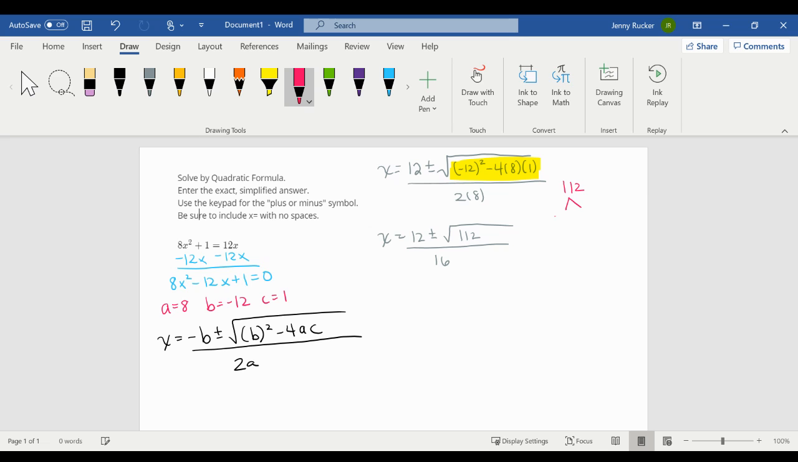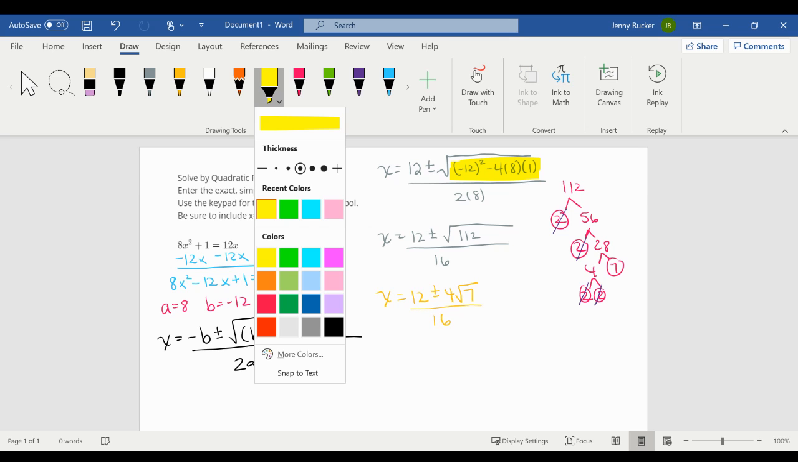So 112 would be 2 and 56. Then we could do 56 divided by 2, which is 28. We could do 4 and 7, and 4 is 2 and 2. So when we're looking for pairs, we have two sets of 2. So this will simplify to x equals 12 plus or minus 2 times 2 would be 4, and the 7 would remain under the radical over 16.